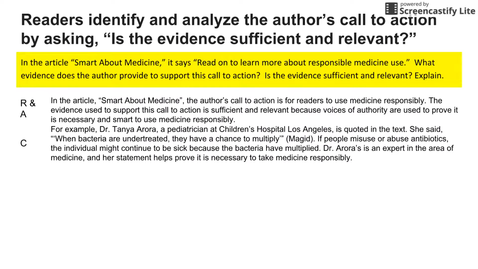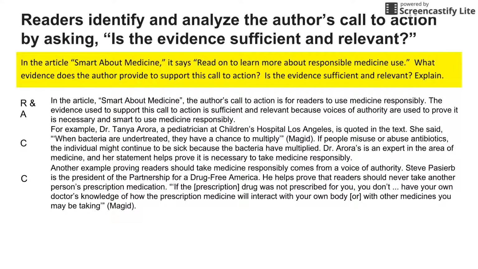Dr. Arora's is an expert in the area of medicine, and her statement helps prove it is necessary to take medicine responsibly. I have an error here. It should just be Dr. Arora, no apostrophe S. Dr. Arora is an expert in the area of medicine, and her statement helps prove it is necessary to take medicine responsibly. Now, a second piece of evidence.